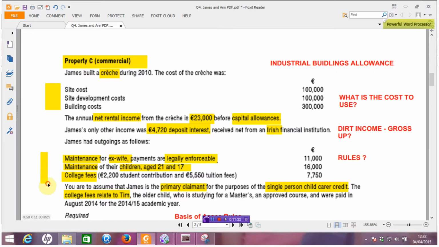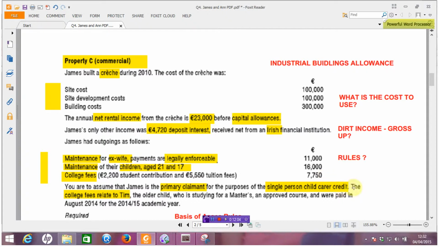These items here really relate to sort of adjustments to the comp. We've got some details on maintenance payments for the individual's ex-wife and also for the kids even. So we need to know what are the rules in relation to maintenance payments, and there's some basic rules we just need to be familiar with. We've got some college fees here. This relates to a credit or a tax credit. Again, you know, what's the baseline on these fees and what element of it can be included as a credit.